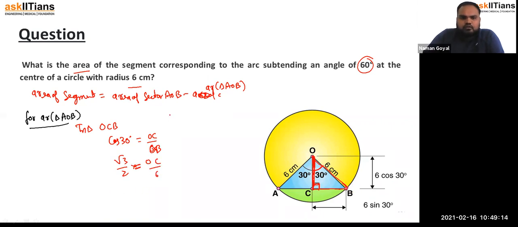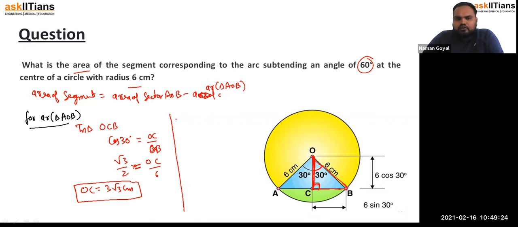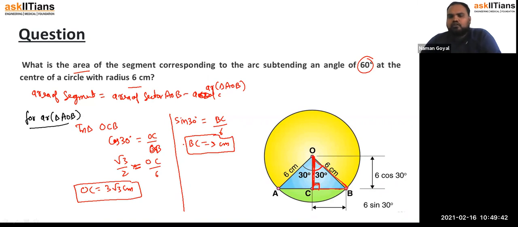So the value of OC we got is 3 root 3 centimeter. Now we are going to use sin 30 degree. Sin 30 is perpendicular, that is BC, upon 6. So BC is what? 3 centimeter we got.